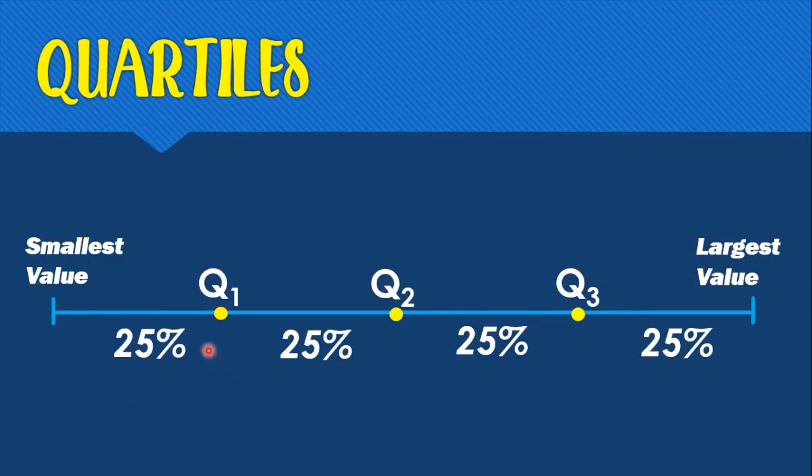Given the illustration, 25% of the data is less than or equal to Q sub 1, meaning the remaining 75% of the data is greater than Q sub 1.